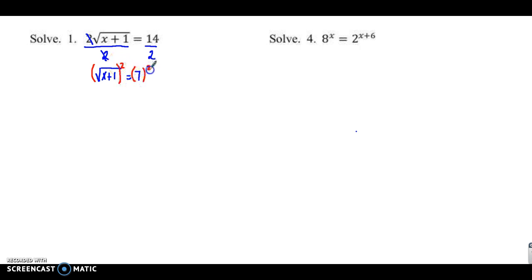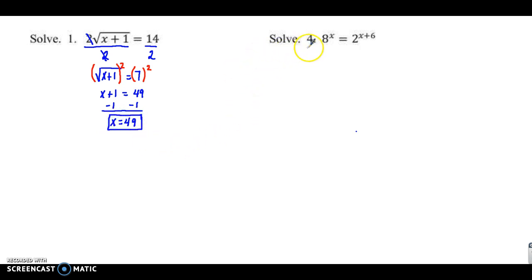And when we say both sides, we mean everything. So if you had a binomial on the right side, you would make sure that when you square it, you do FOIL. On the left, our square root and our square sort of cancel each other out, and we're left with an x plus 1. And 7 squared gives us 49. Now to continue to solve, we would move our 1 over by subtracting 1 from both sides and get x is equal to 49.